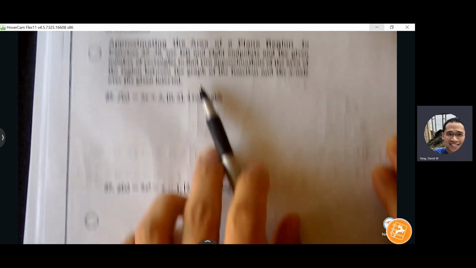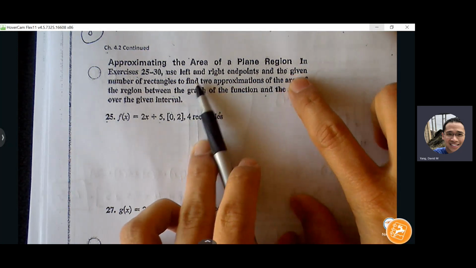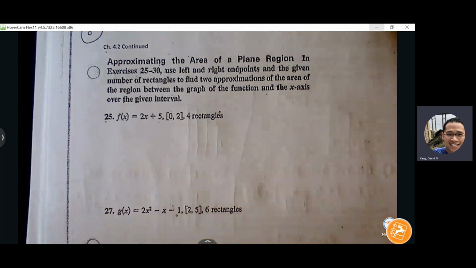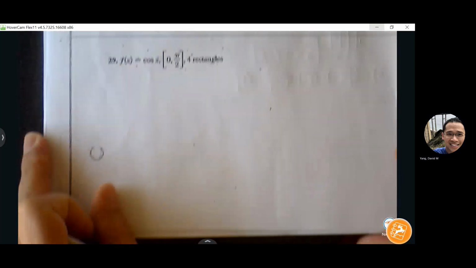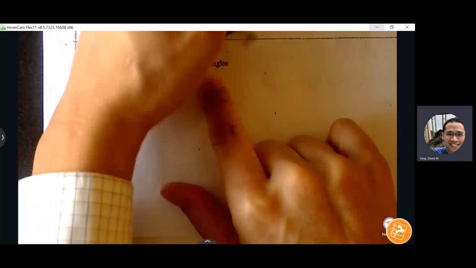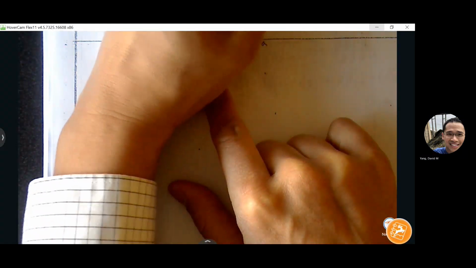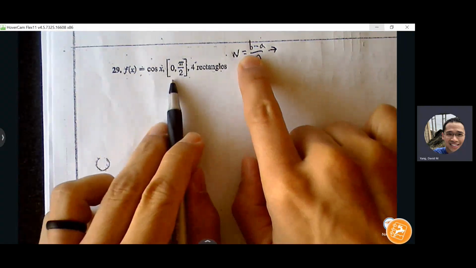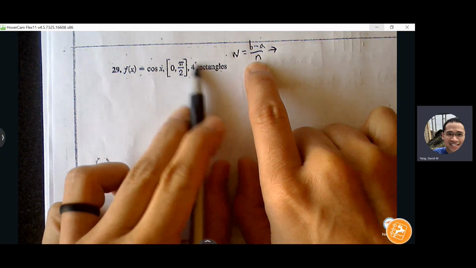Right, so the purpose here is that we're trying to find two approximations: one using left-handed rectangles and one using right-handed rectangles. First thing we do is find the width. Our width formula is b minus a over n. Our a value is 0, our b value is pi over 2, and our n value is 4.